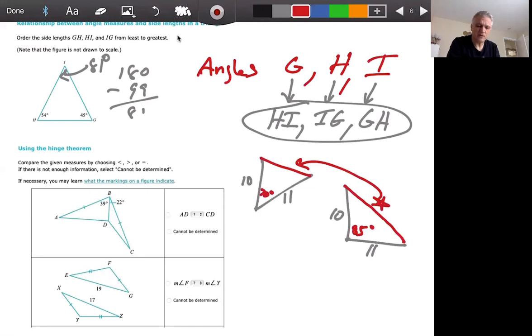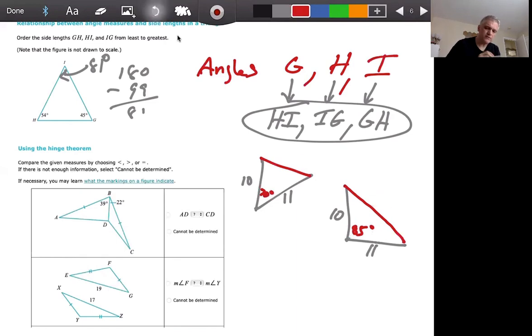That's about it. So if you have two sides of an angle that are congruent to the two sides of the other angle, then the angle between them tells you whether that third side of the triangle is going to be larger or smaller. Okay?